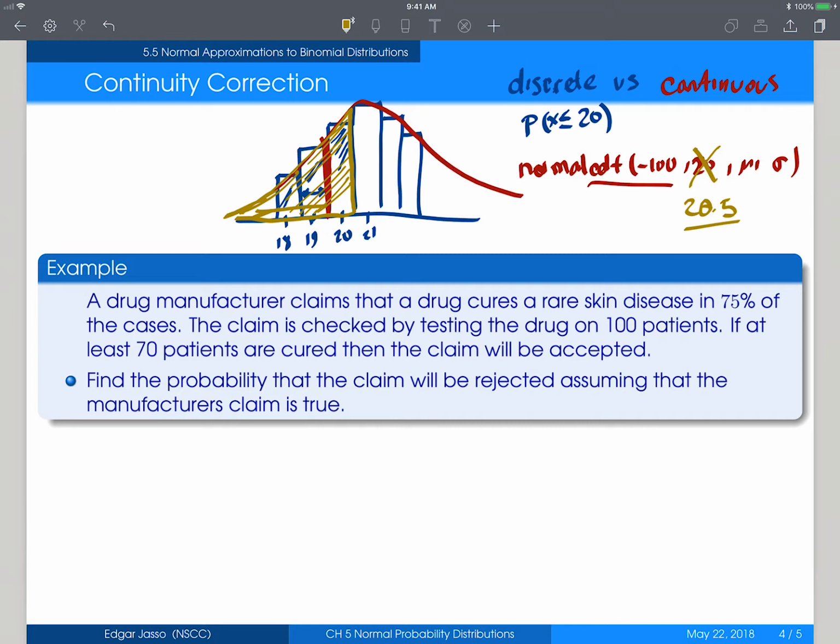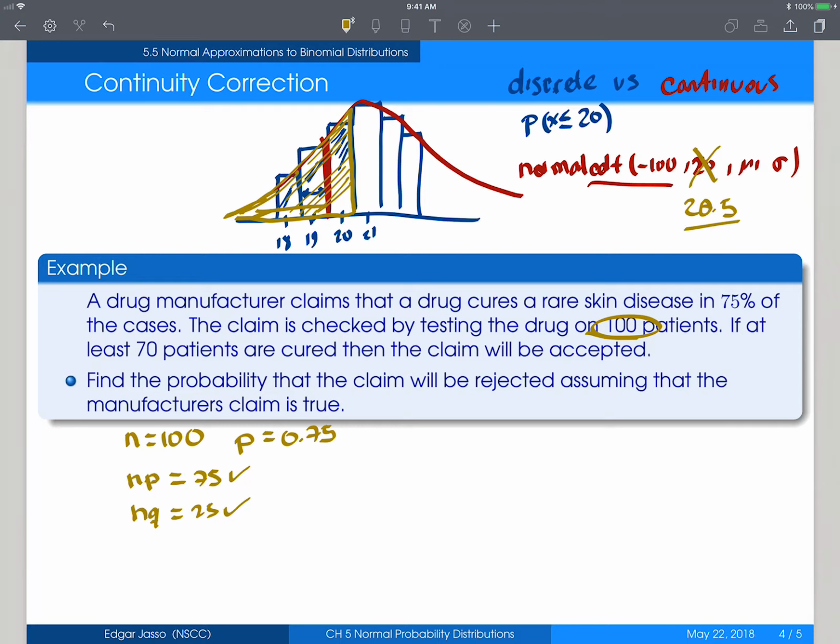A drug manufacturer claims that the drug cures a rare skin disease in 75% of the cases, and the claim is checked by testing the drug on 100 patients. So it means that n is 100. Let me write it down because it's hard to keep track of what's happening. My probability of success is 0.75. To do a normal approximation to a binomial, I need to check: is np more than 5? It is, of course, because 100 times 0.75 is 75. How about nq? Well, nq is going to be 25, so it's going to work. So we can use the normal approximation to the binomial, we're fine.